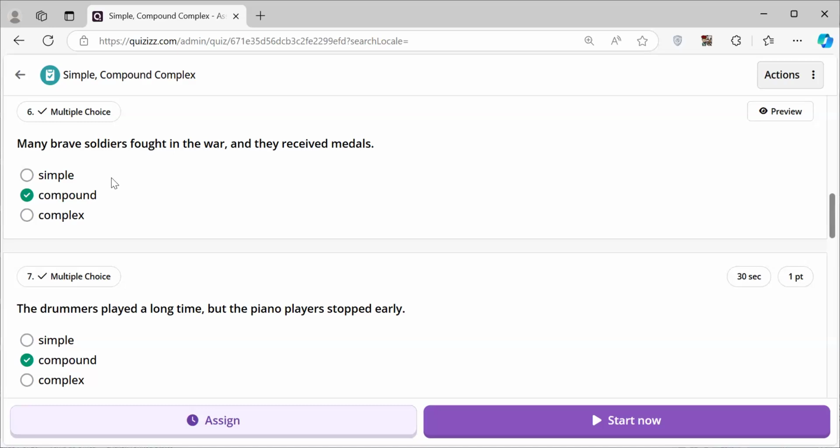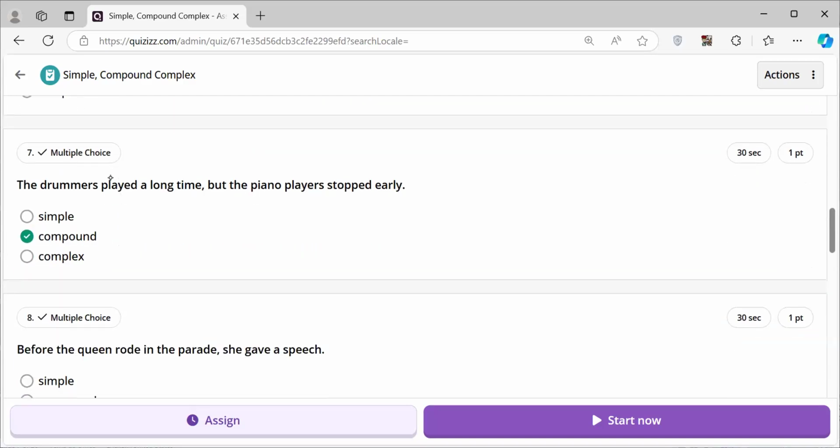Many brave soldiers fought in the war. They received medals. This is what? It's compound. Why? Because where is the conjunction here? And. Okay, coordinating conjunction, right? Yes. Thank you, Abdurrahman.